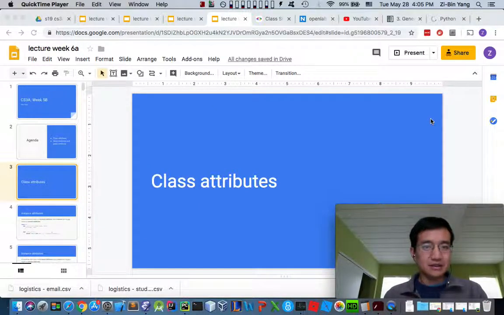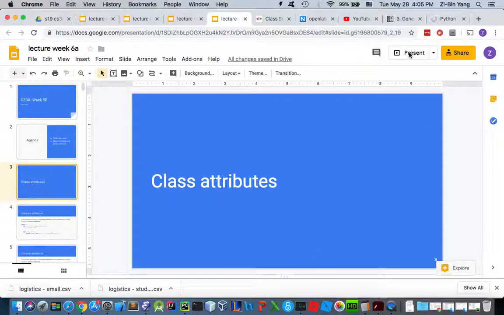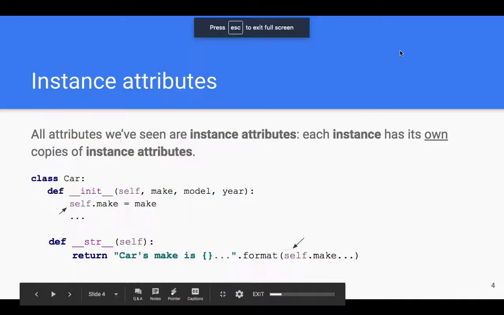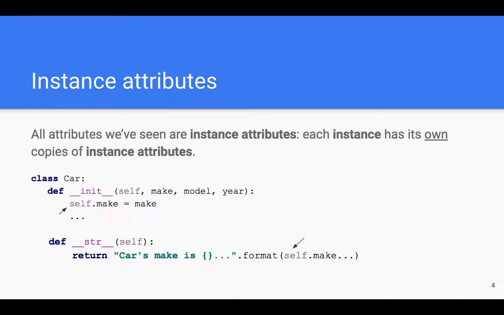Hello, the topic for this video is class attributes. So let me present that. Okay, so all the attributes that we've talked about up to this point are instance attributes. Right? What instance attribute means is that each instance of a class has its own copy of that attribute.